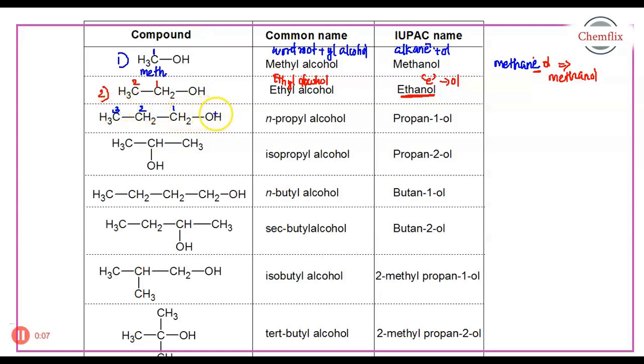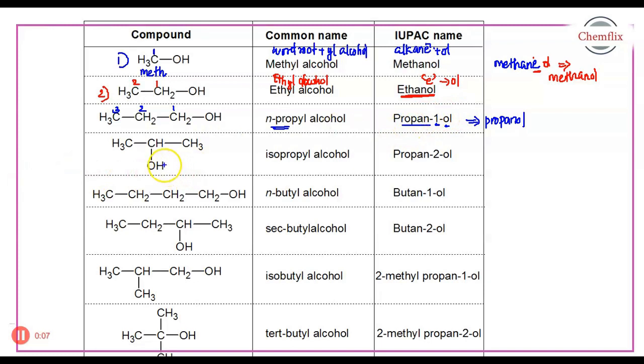So whenever you are naming a particular alcohol, you have to count from this carbon, because this carbon is attached to this functional group. So you have to count this carbon as the first carbon, first, 2, 3. So the name will be n-propyl alcohol, that is the common name, and the IUPAC name is propan-1-ol, because here the substitution has happened at the first carbon, that is propanol, and of course it is common to call this propanol. Okay, no problem in that. But it is the proper way of IUPAC naming.